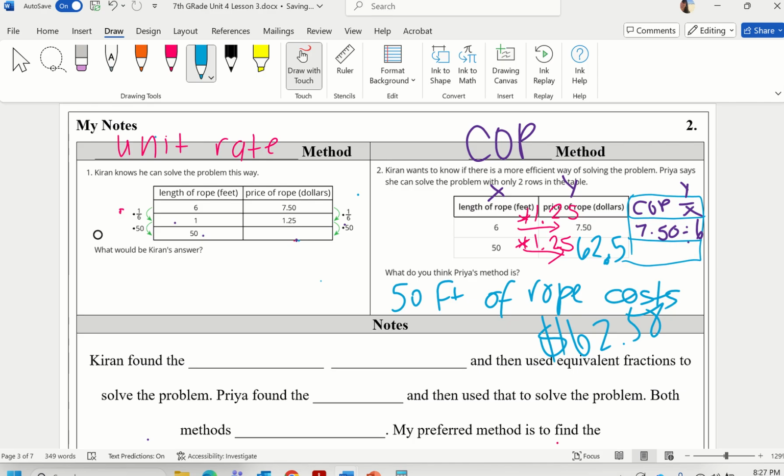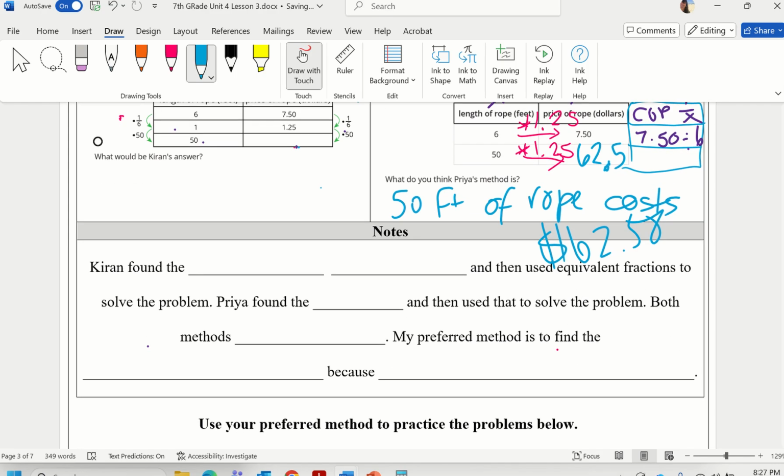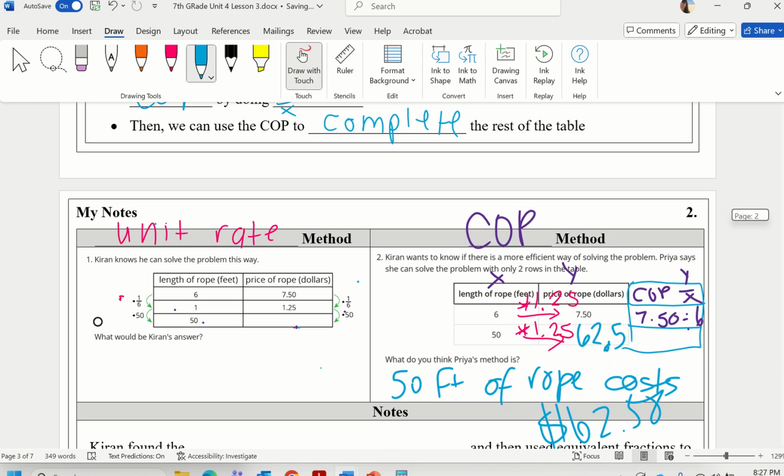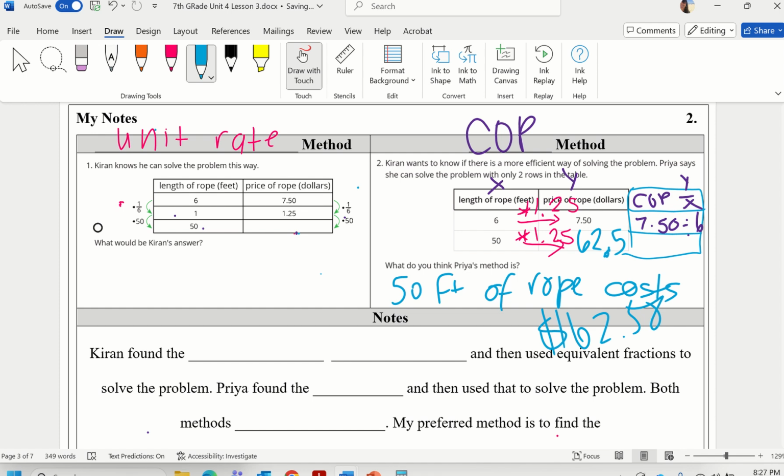Is that the same answer that we got when we used the unit rate method? Yes, it is. So you might be thinking, Ms. Arsoli, why do we need to learn this? Why do we have to learn 2 different methods? What does this matter? When are we going to use it in real life?